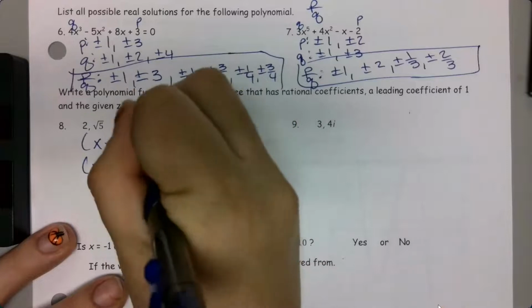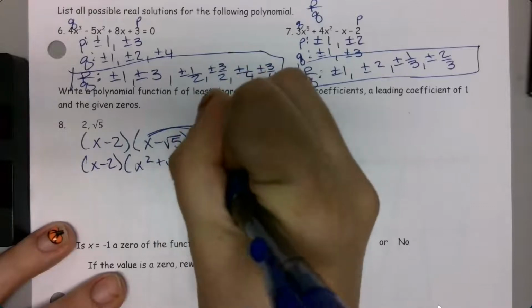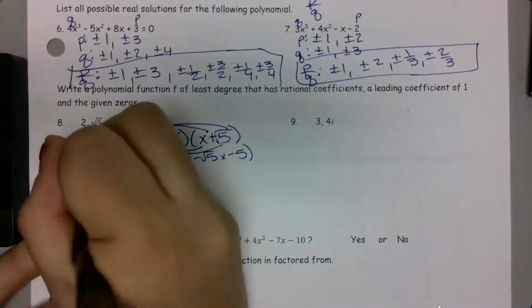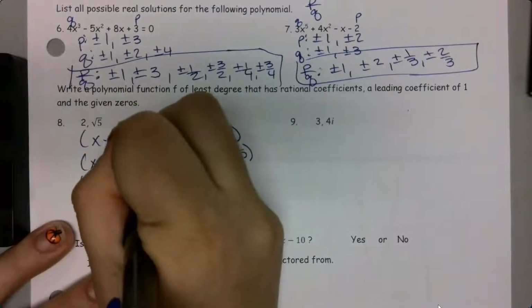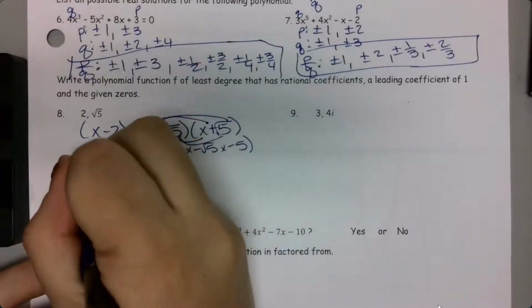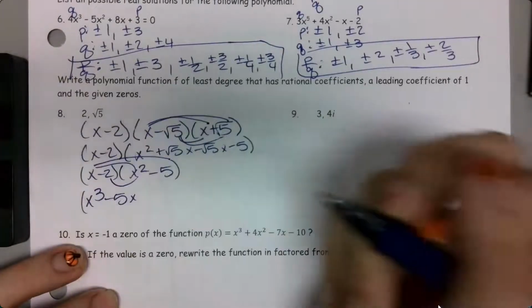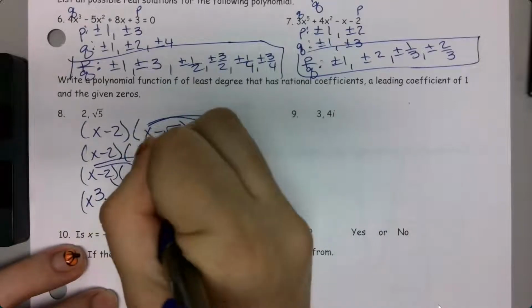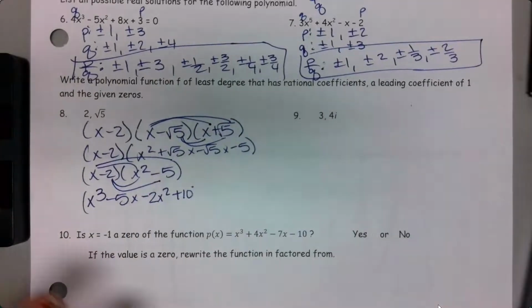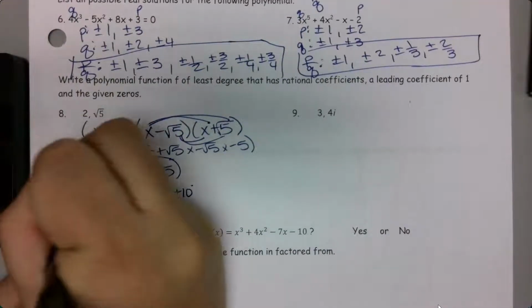So x times x is x squared. X times square root of 5 is square root of 5x. Negative square root of 5x and negative 5. And I want to combine like terms. So I have x minus 2 times x squared minus 5. And I want to FOIL again. So x times x squared is x cubed. X times negative 5 is negative 5x. Negative 2 times x squared is negative 2x squared. And negative 2 times negative 5 is positive 10. I should be writing parentheses here. And then I just want to write that this equals my function f of x.